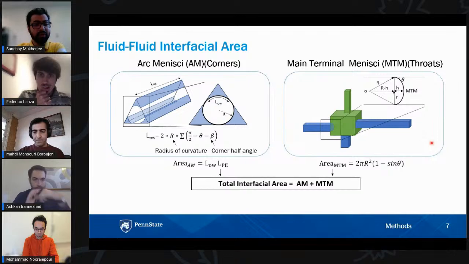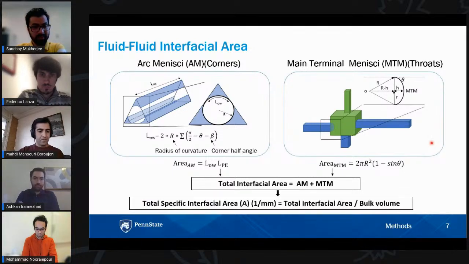Further, for the total interfacial area, we would add the area from the arc menisci or the corner areas and the throat areas. And we have used the bulk volume to normalize the area per sample and represented it as total specific interfacial area with the units of millimeter inverse.